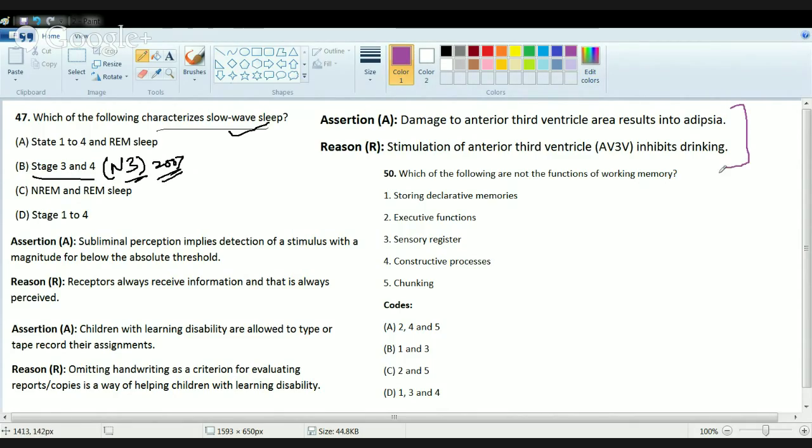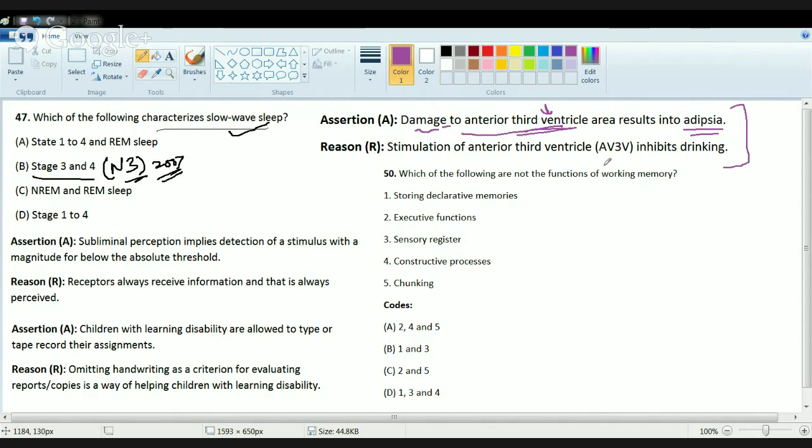The next question is the assertion reason question. Now, the anterior third ventricle is mainly related to intake of water. If there is damage to this, my intake of water would decrease. And if there is very severe damage, I would go into a phase of adipsia. That means some of the nerves will never recover voluntary drinking, meaning the person will never have that feeling that I want to drink.